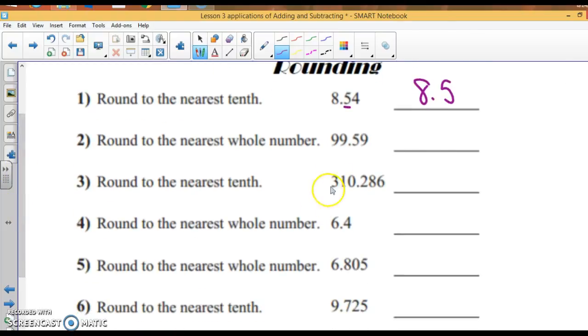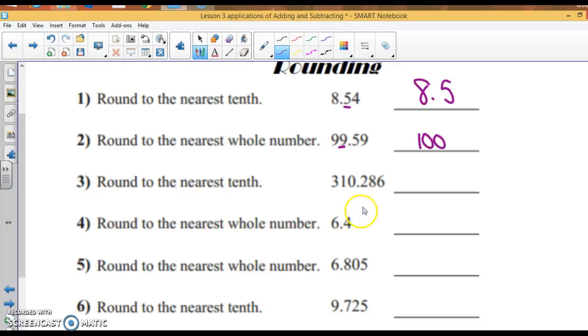Round to the nearest whole number. So first 5, whole number. 5 or above, give it a shove. I'm looking in this spot. That's a 5, so that means this 99 rounds up to 100. And I don't put anything after it because we're rounding to the nearest whole number. All right, let's look at this one.